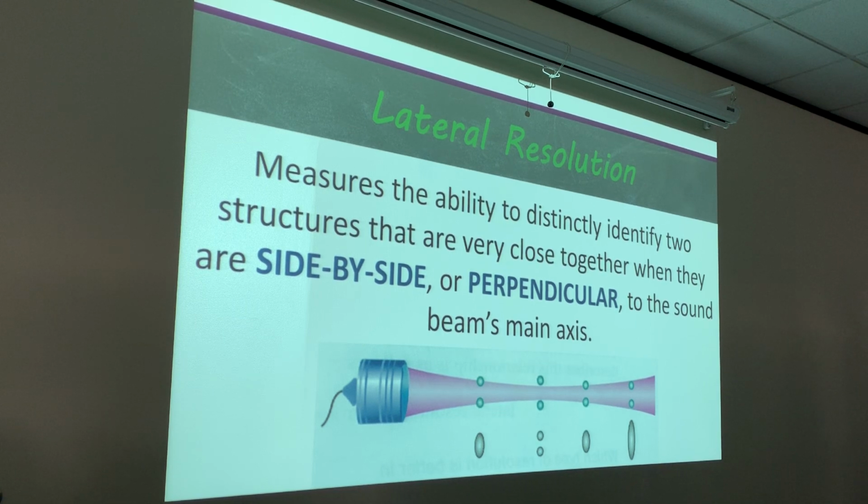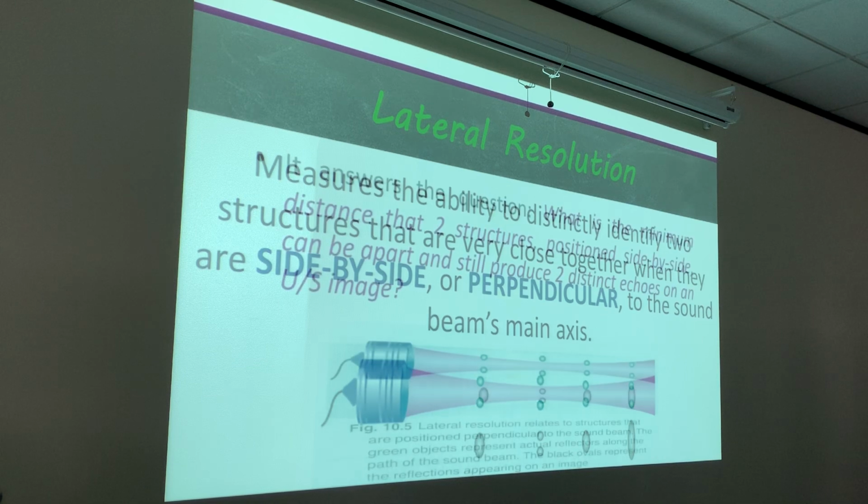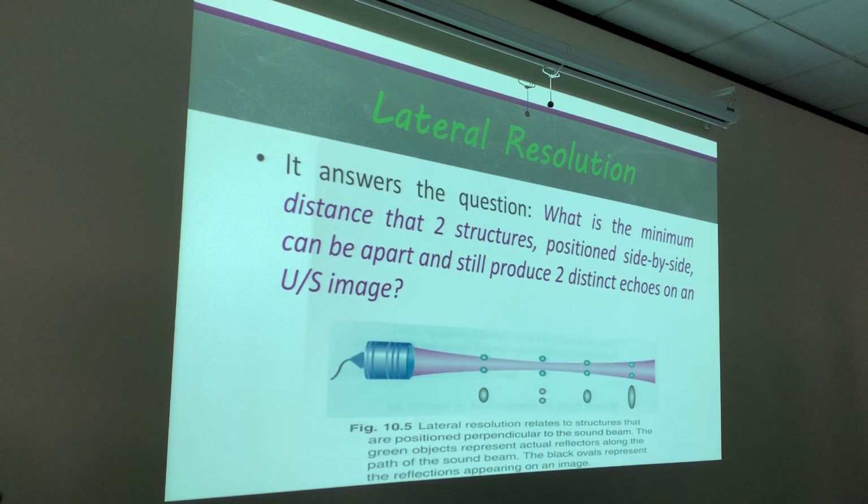All right? We're clear? Y'all should be looking for those key words when I'm asking about resolution, like the bolded words I have on this board. Side by side and perpendicular. Okay? Lateral resolution answers the question, what is the minimum distance that 2 structures positioned side by side or perpendicular can be apart and still produce 2 distinct echoes on an ultrasound image? How close can 2 structures be side by side and still represent their own part of anatomy?